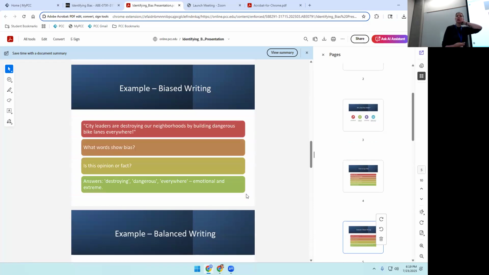Here's an example. City leaders are destroying our neighborhoods by building dangerous bike lanes everywhere. It's not really giving a second perspective. They may be dangerous in certain circumstances, but it's not giving the perspective of the people that are really appreciating bike lanes.